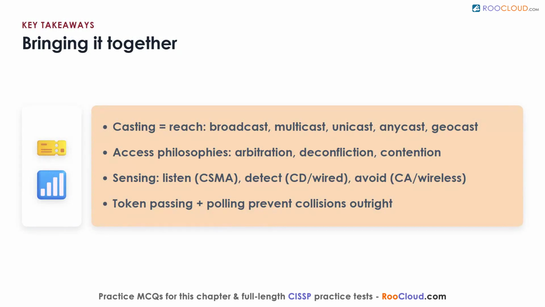Casting technologies define reach, from broadcast to everyone, through multicast, unicast, and anycast, down to geocast within a region. Media access falls into three philosophies: arbitration, deconfliction, and contention. Trading order against freedom. Basic carrier sensing listens then hopes. Collision detection reacts to clashes and drives wired Ethernet. And collision avoidance asks permission first and drives wireless. Token passing and polling prevent collisions outright through a pass token or a primary offering turns. Choose the method to fit the medium and the shared wire stays orderly.